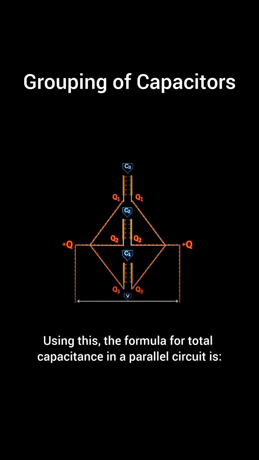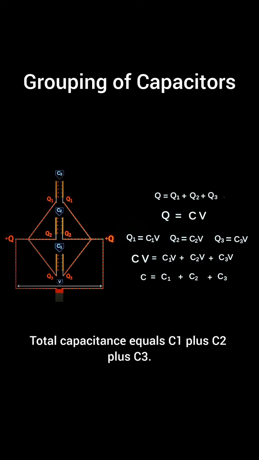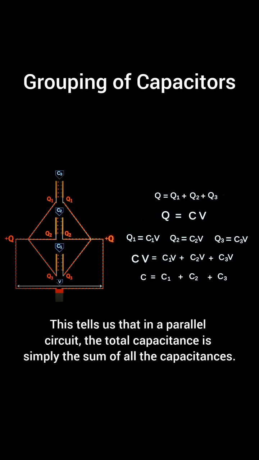Using this, the formula for total capacitance in a parallel circuit is total capacitance equals C1 plus C2 plus C3. This tells us that in a parallel circuit, the total capacitance is simply the sum of all the capacitances.